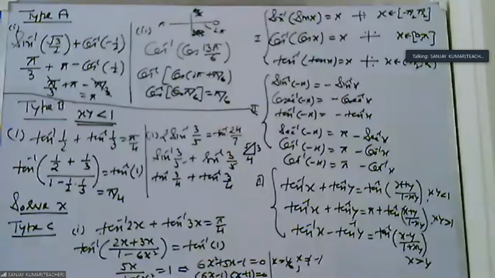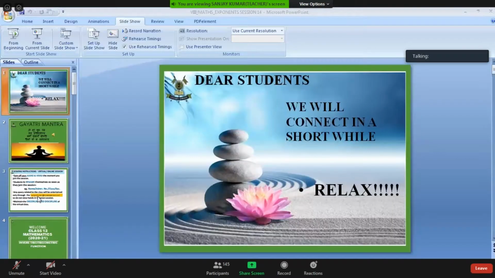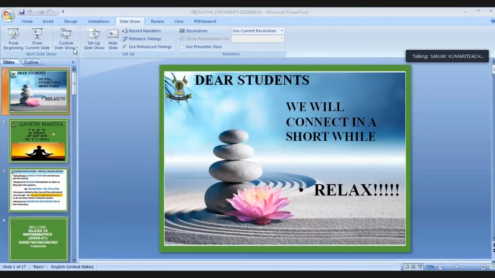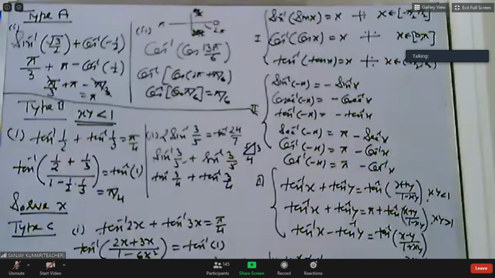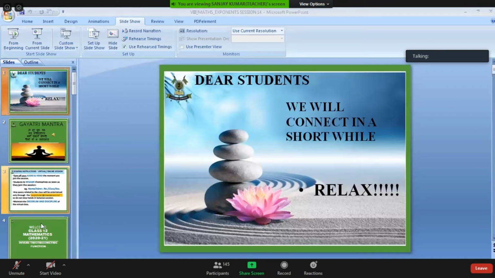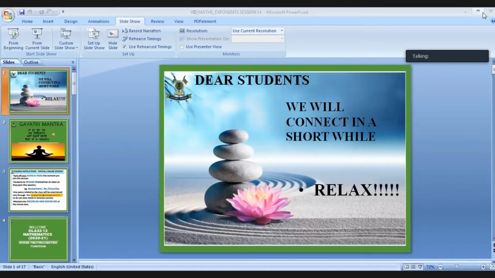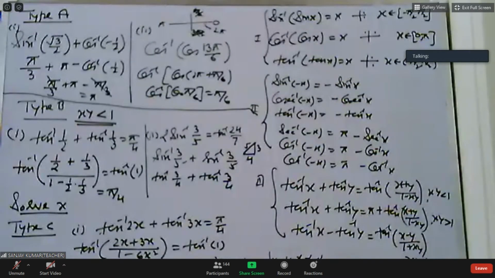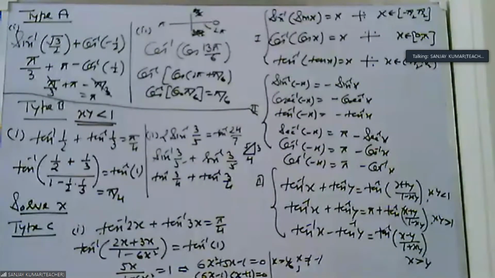Copy down this question. Because this is type third. Okay, this is type third question. No problem. The slide is not running. The slide has some problem.